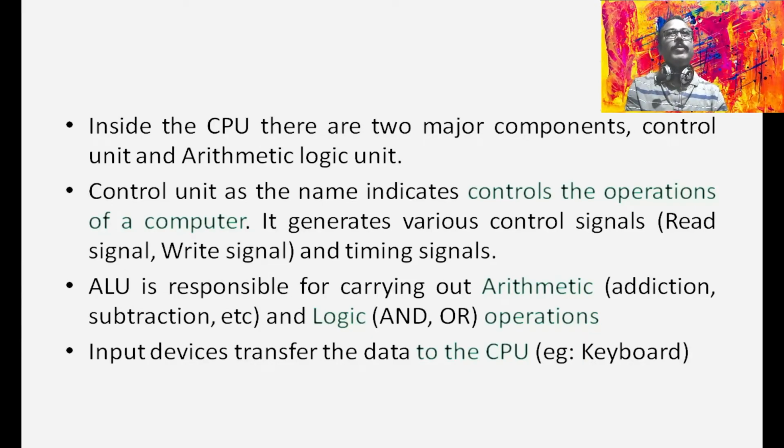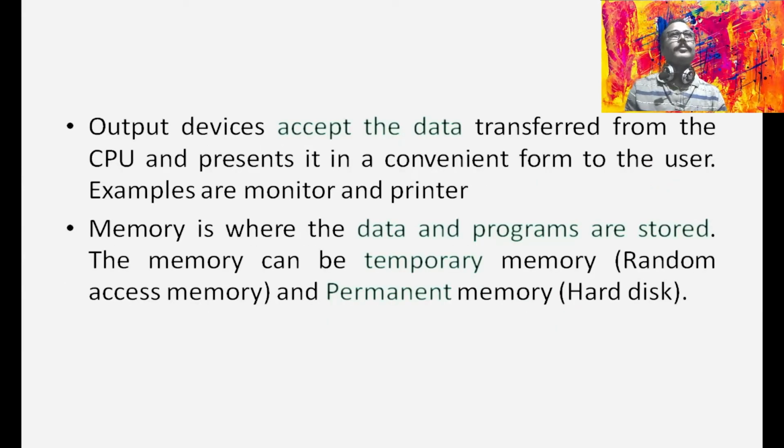So the keyboard will be there, the monitor will be there. The keyboard supplies the data to the computer, whereas the display or printer accepts the data from the computer. Memory is where the data are stored. The memory can be temporary memory, which is basically volatile memory. That means as long as the power is on, its content will be there. Otherwise, contents are lost. The main temporary memory device is RAM, random access memory.